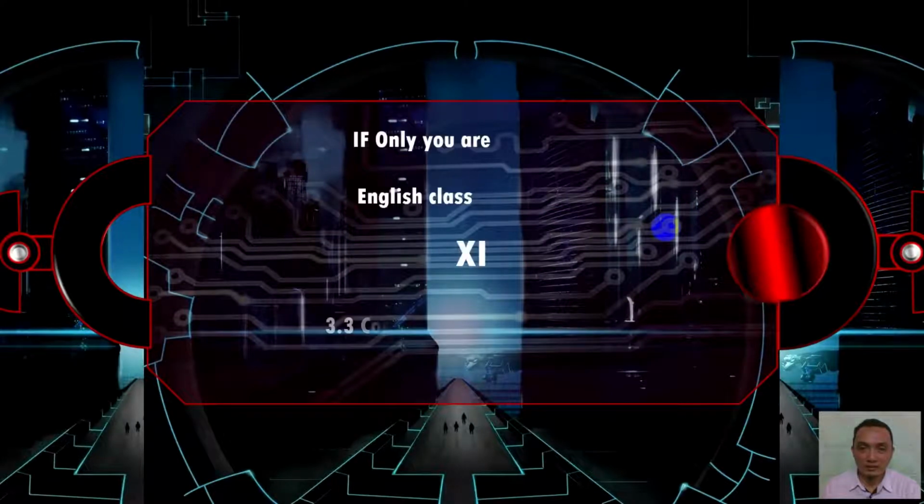Okay, students, from the title I gave you, "If Only You Are," this means that I would like to discuss the use of conditional sentence type 1, and also there is additional information for you about conditional sentence type 0. These lessons start in 11th grade of the Transcendental class, and they consist of 3.3 cognitive skills and also 4.3 psychomotor skills.